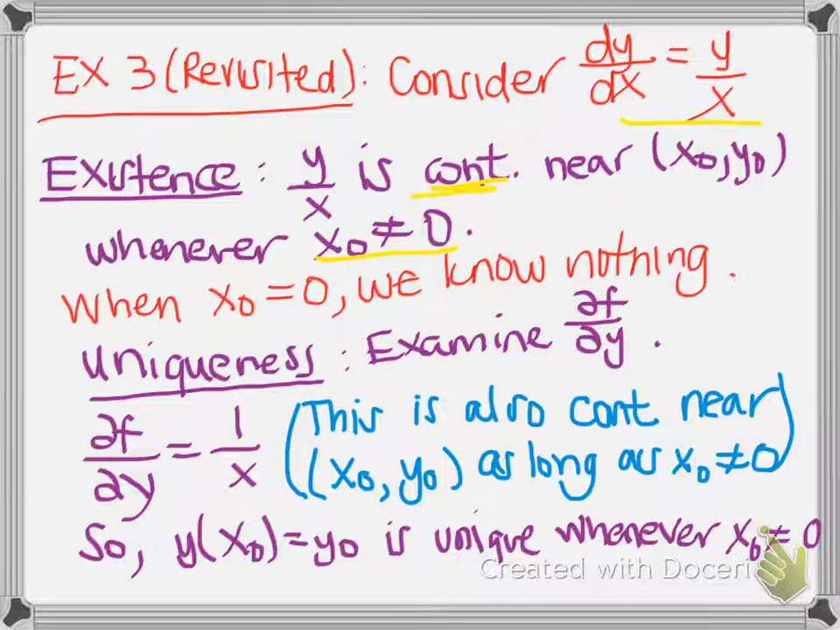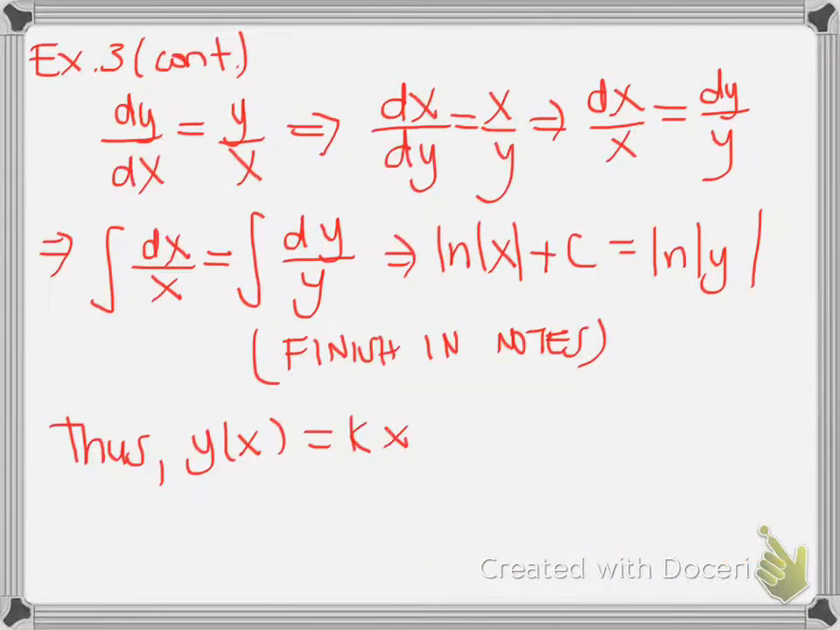All right, and for uniqueness you have to do an additional step of evaluating the partial derivative with respect to y. And so we found that the partial derivative with respect to y was 1 over x, and this was also continuous near x sub 0, y sub 0, as long as x sub 0 did not equal 0. Okay, so we can conclude that our initial value problem y of x sub 0 equals y sub 0 is unique whenever x sub 0 does not equal 0.